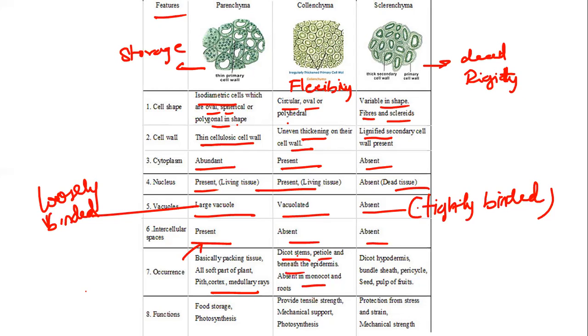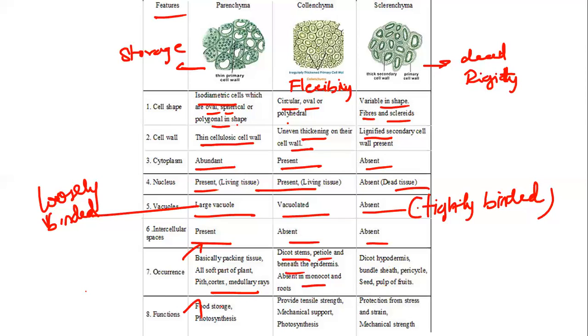Collenchyma will be present below the epidermis in a dicot stem, and parenchyma will be present as the major component of organs. Whereas sclerenchyma will be present in leaves, fruits, seed coats, all these things, right? So the major functions are mentioned here.